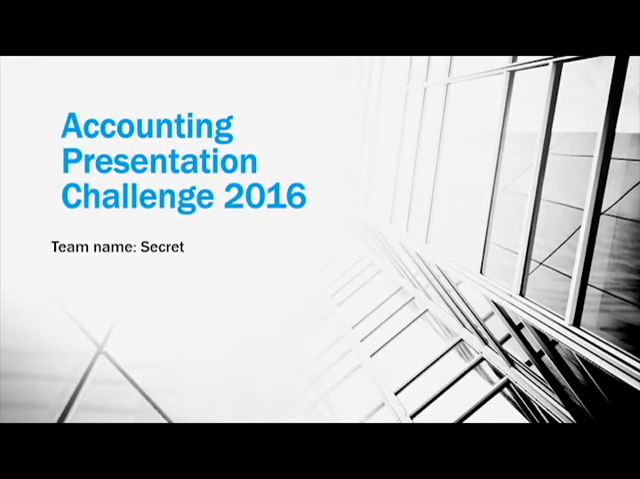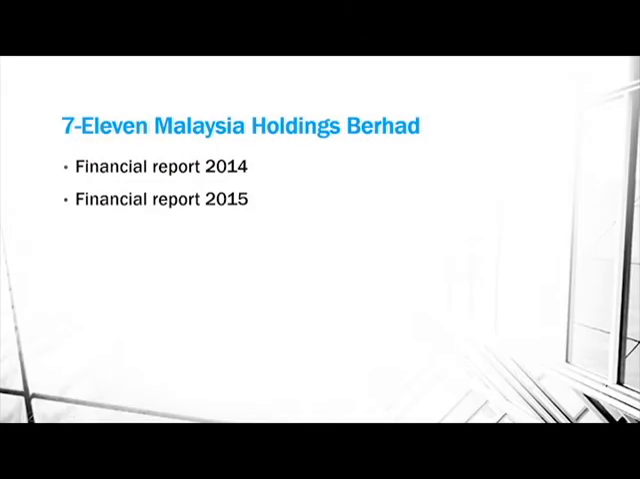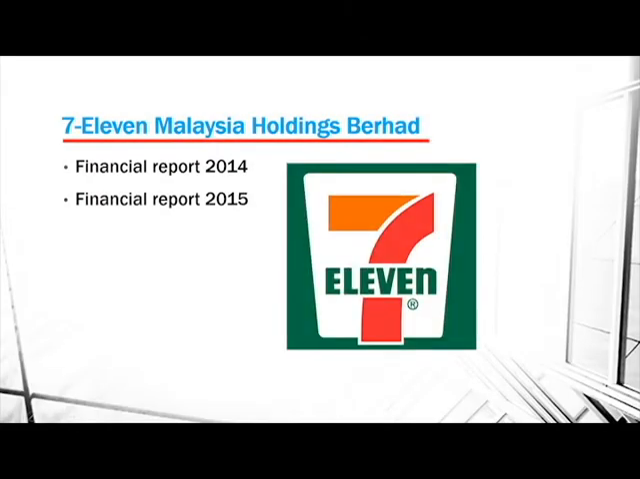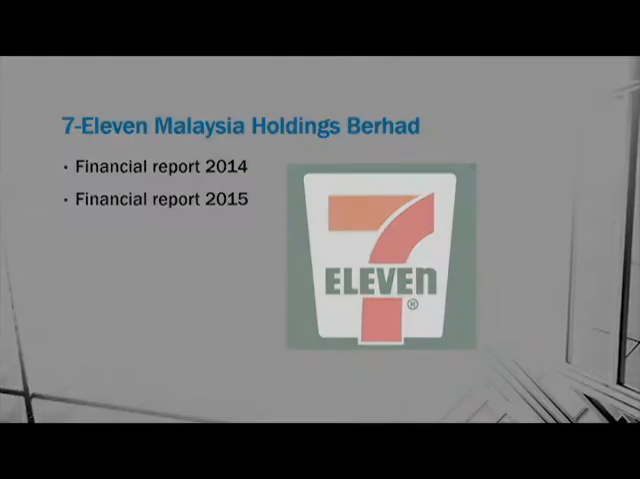Today we will be doing the Accounting Presentation Challenge 2016. We will be using 7-Eleven Malaysia Holdings Berhad as our company of interest. We will use the financial reports of 2014 and 2015 to discuss the various performance ratios of the business.